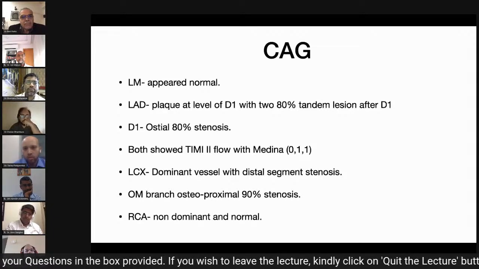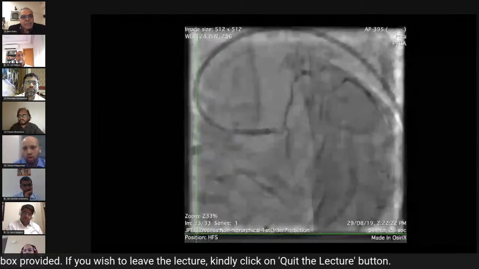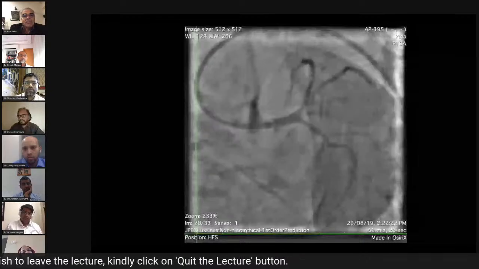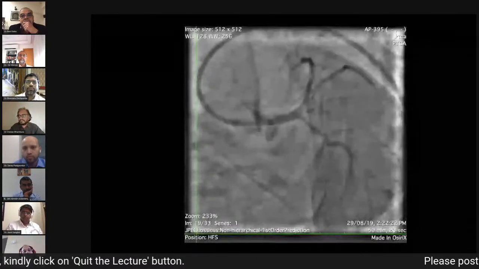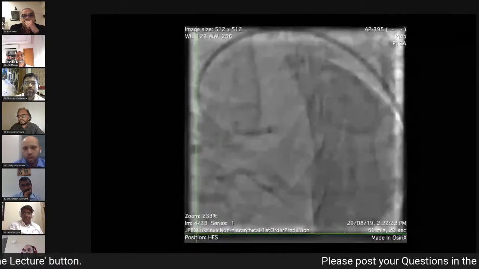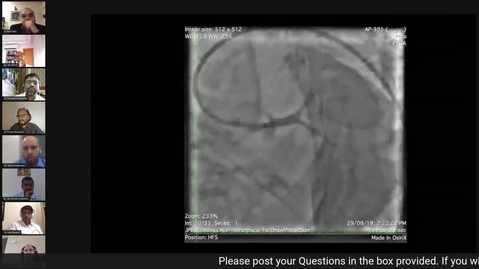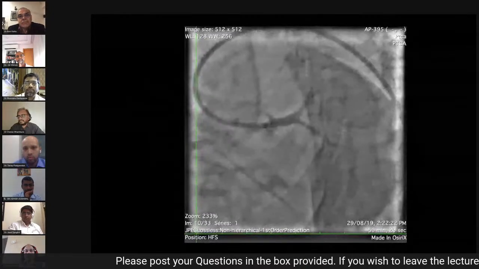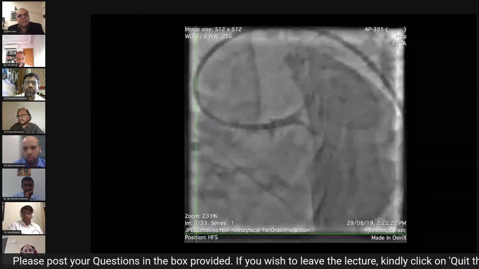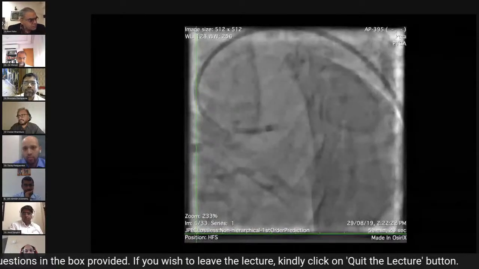So this is the angiography in the RAO caudal view. The diagonal can be seen, which sees the ostium, and also the plaque which begins from just beyond the ostium in the LAD.